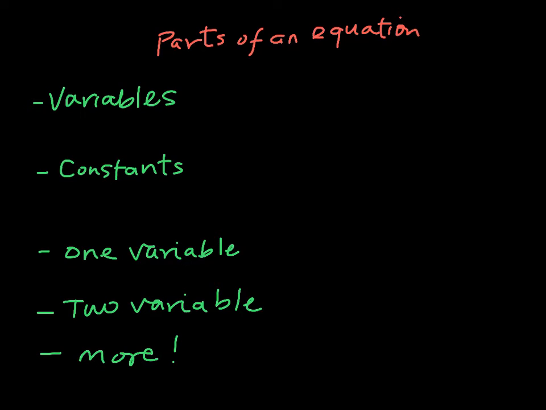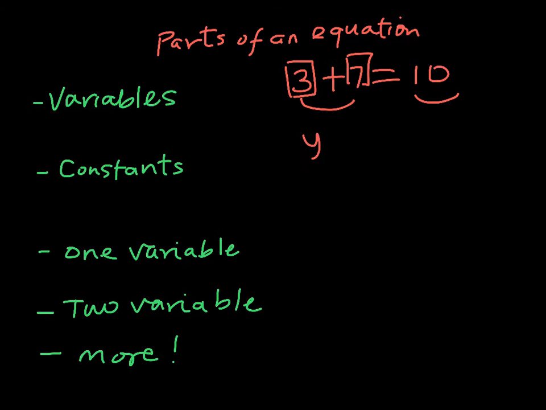So what are the parts of an equation? You recall that in our last example, we stated that 3 plus 7 is equal to 10, and that there were some quantities on the left side and some quantities on the right-hand side. We call this whole equation a numeric equation because it contains numbers. But in algebraic equations, we have letters. For example, y plus 7 is equal to 10.